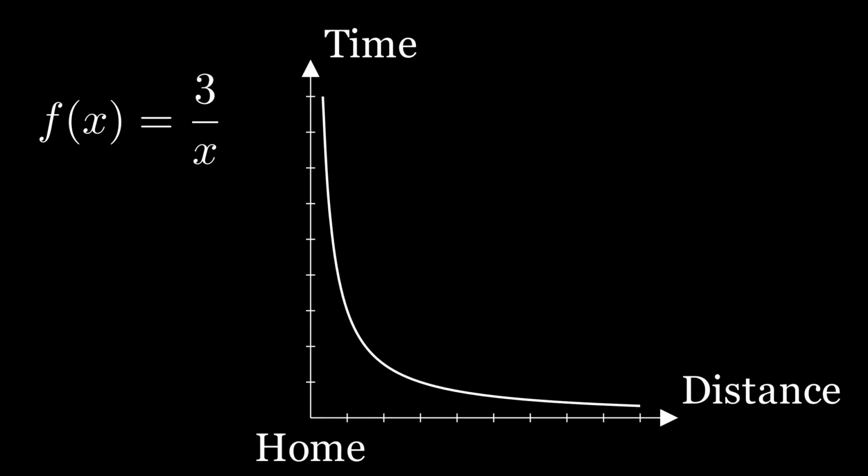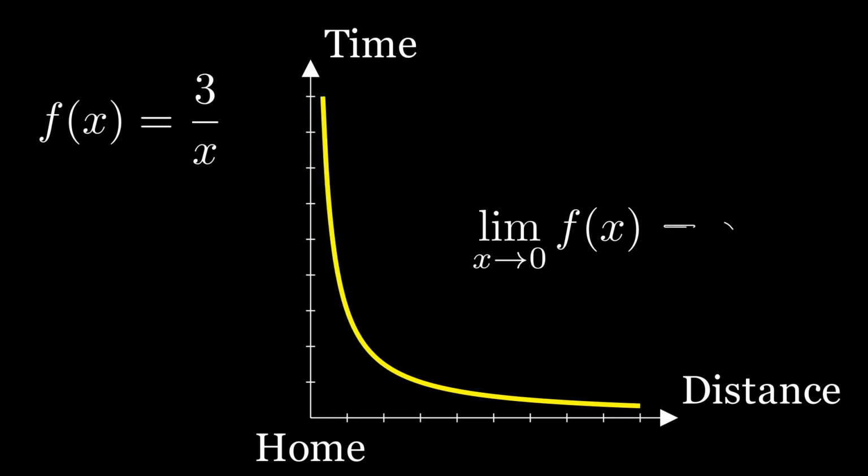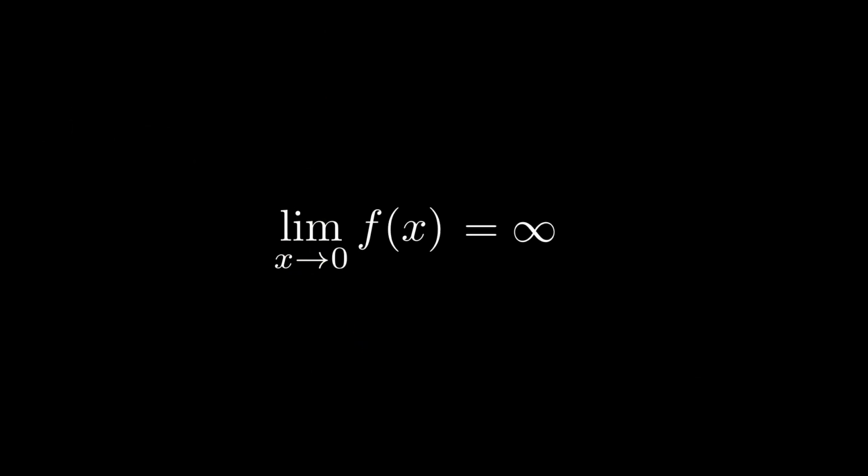Since we want to find out when your dad will be coming home, we want to take the limit as the distance approaches 0. By tracing the graph as x approaches 0, you'll notice that y approaches infinity. So the limit of our function as x approaches 0 is simply infinity. In other words, your dad is never coming home.